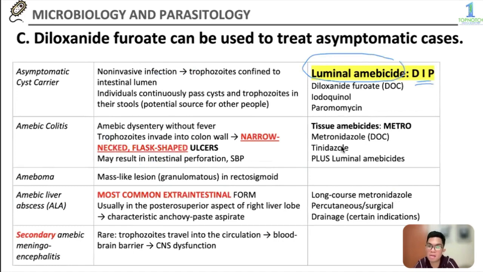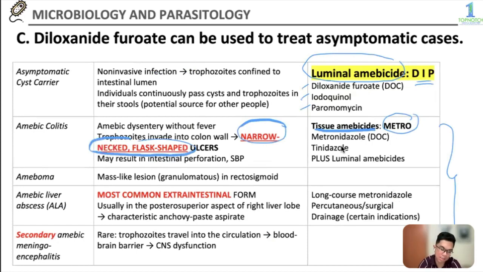So treatment, no? For asymptomatic cyst carriers, use your luminal amoebicides. So your DIP, di ba? Diloxanide, iodoquinol, and paromomycin. For the invasive na amoebiasis, you use your tissue amoebicides, mainly metronidazole. Okay? So sa amoebic colitis, it's usually narrow-necked, flask-shaped ulcers. So narrow siya. Parang nagtatunnel nga eh. Nagtatunnel, lateral burrowing. Yung wide neck naman, which was choice A in the choices, is seen in your Balantidium coli.